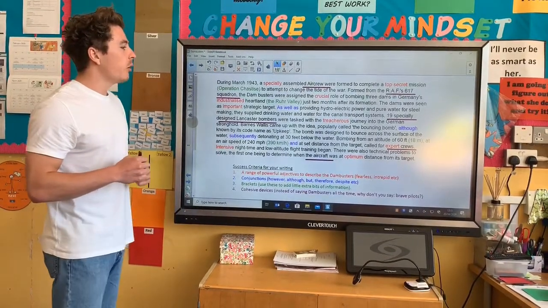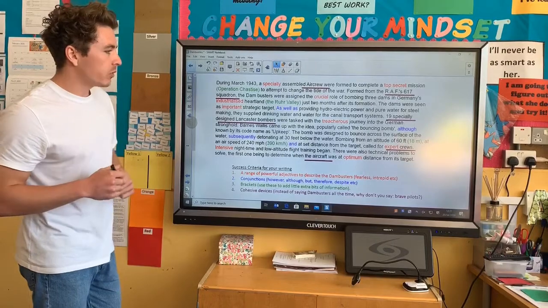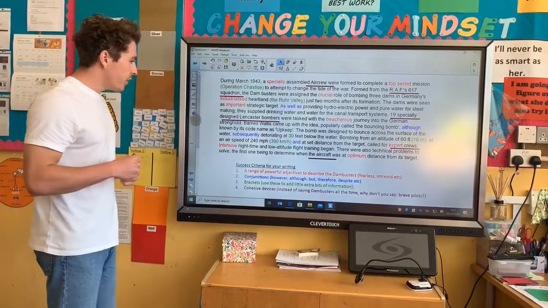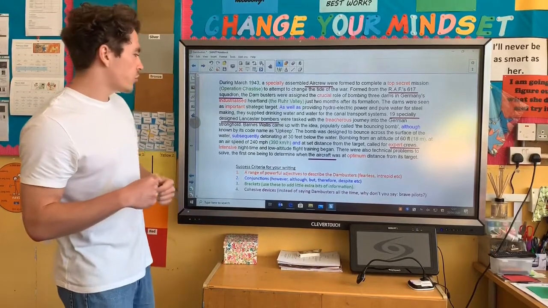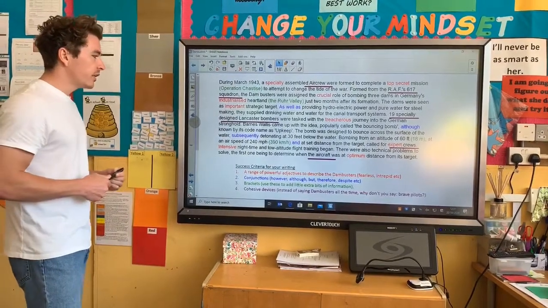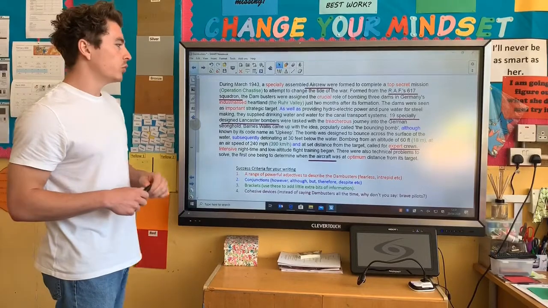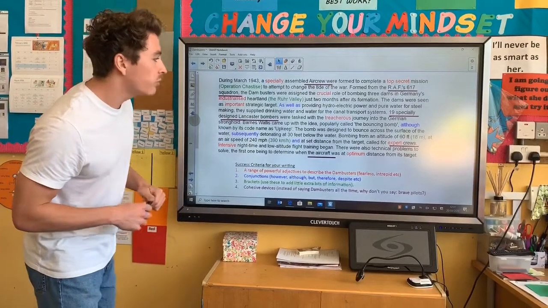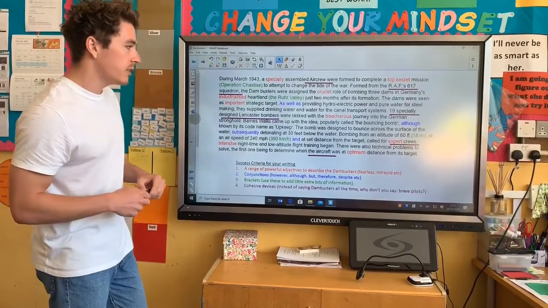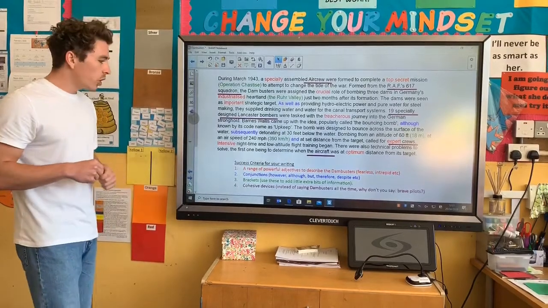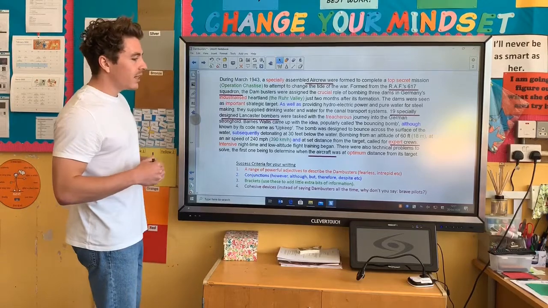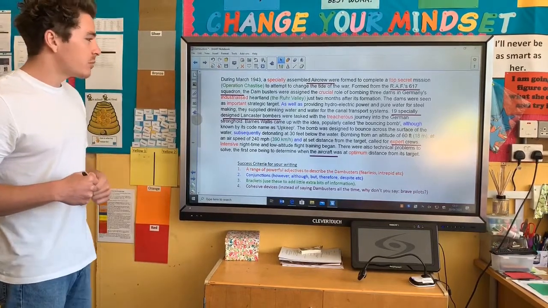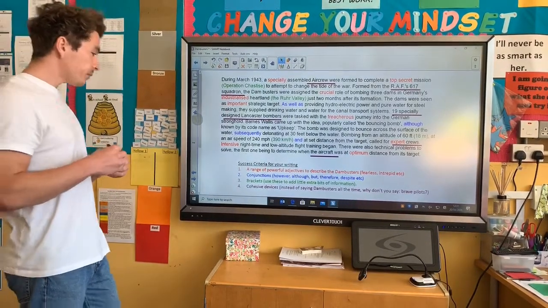Barnes Wallace came up with the idea, popularly called the bouncing bomb, although known by its code name as Upkeep. The bomb was designed to bounce across the surface of the water, subsequently detonating at 30 feet below the water, bombing from an altitude of 60 feet, or 18 metres, and airspeed of 240 miles per hour, 390 kilometers an hour, and at set distance from the target, called for experienced expert crews.